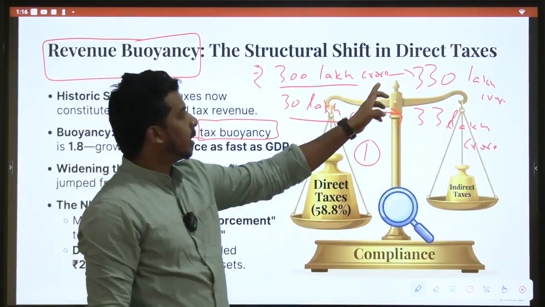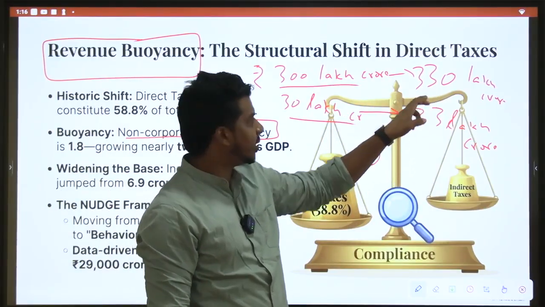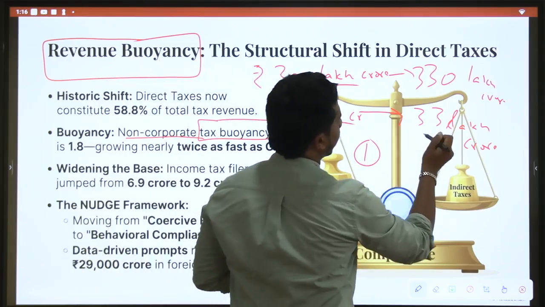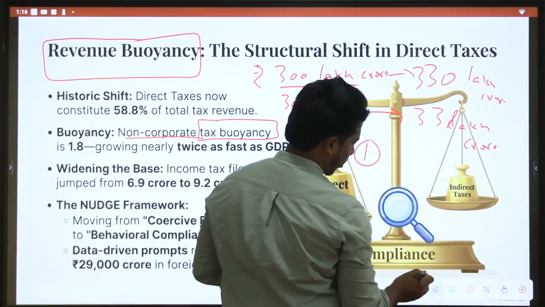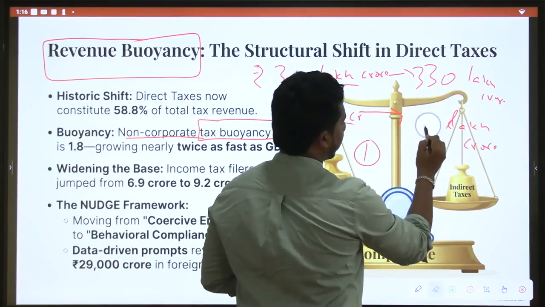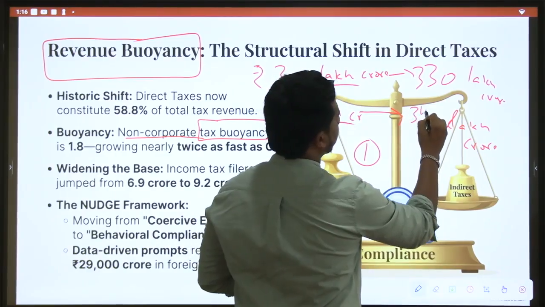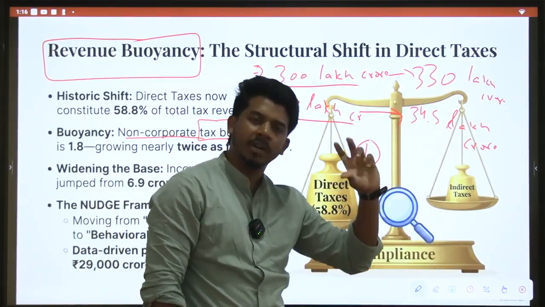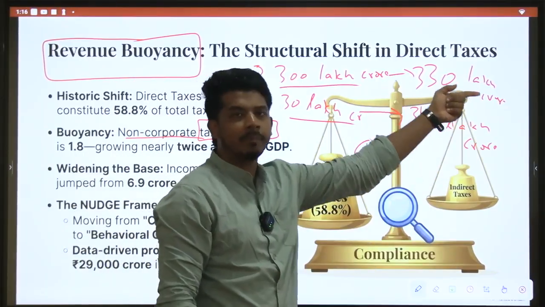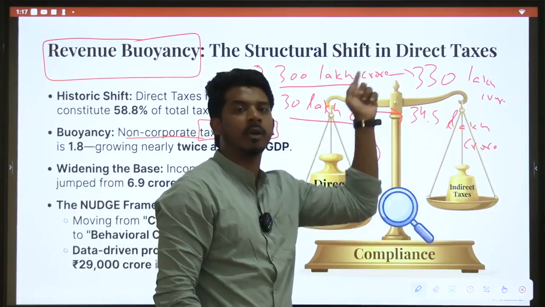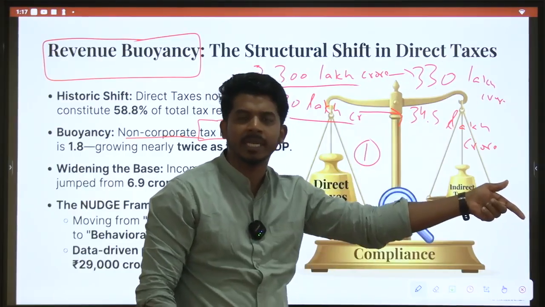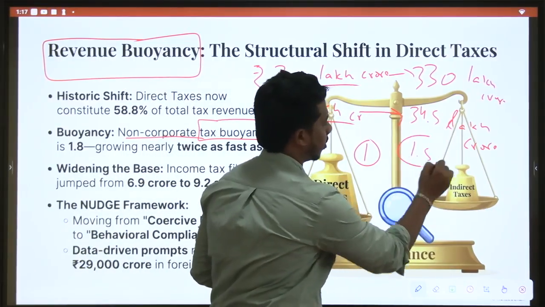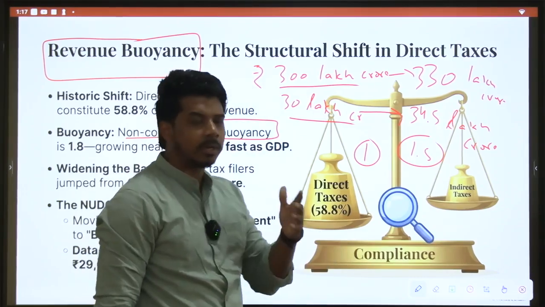But let's say for every 10% increase you are seeing a 15% increase here. That means it has become 34.5 lakh crore: 10%, that is 3, plus 1.5, another 5%. So for every 10% increase we are seeing 15%. That means for every 1% we are seeing a 1.5% increase in tax. So in this case tax buoyancy is 1.5. This is called tax buoyancy.